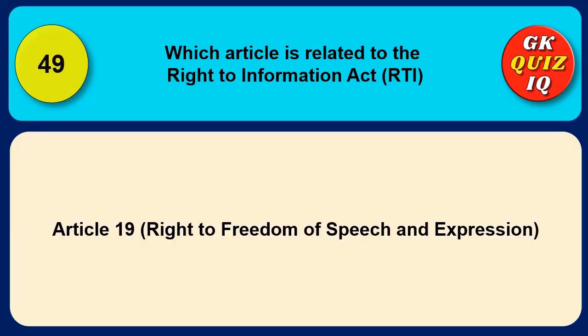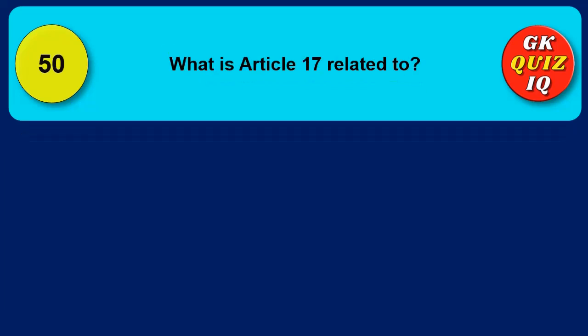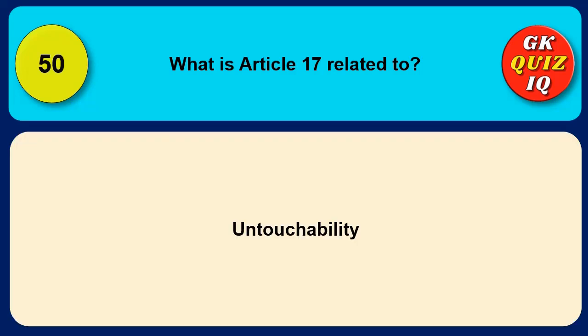Which article is related to the Right to Information Act? Article 19. What is Article 17 related to? Untouchability.